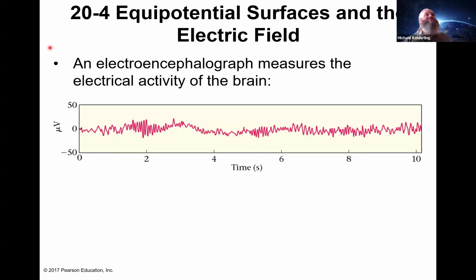You can also measure the electrical activity of the brain. This is an electroencephalograph. There are a lot more signals there because there's a lot more going on rather than just your heartbeat, which also makes it a lot harder to interpret.